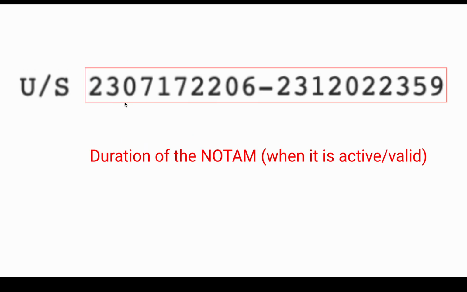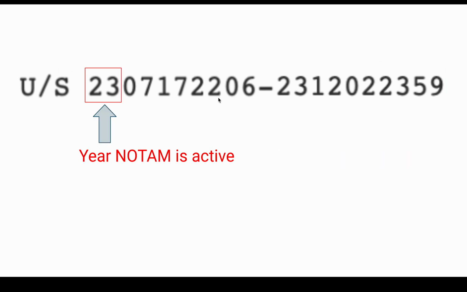Well, that is how we write dates and times in NOTAMs. US means unserviceable. It's going to be unusable, or this is the service period, and this is the duration of the NOTAM when it's active. This is the active part. So how do I read this thing to make some sense out of it? Well, that's the year it's active. So this is when it starts, and then after the hyphen is when it ends. So this is the year it's active.